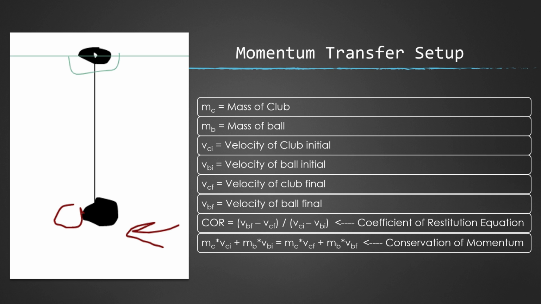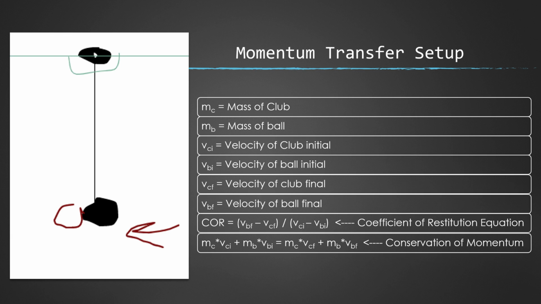Here we have the setup for the equation that we need to find the momentum transfer between the club and the golf ball. mc will equal the mass of the club, mb will equal the mass of the ball. Vci will equal velocity of the club initial, vbi will equal velocity of the ball initial, vcf will equal velocity of the club final, and vbf will equal velocity of the ball final. And COR, or coefficient of restitution, will equal vbf minus vcf all over vci minus vbi.